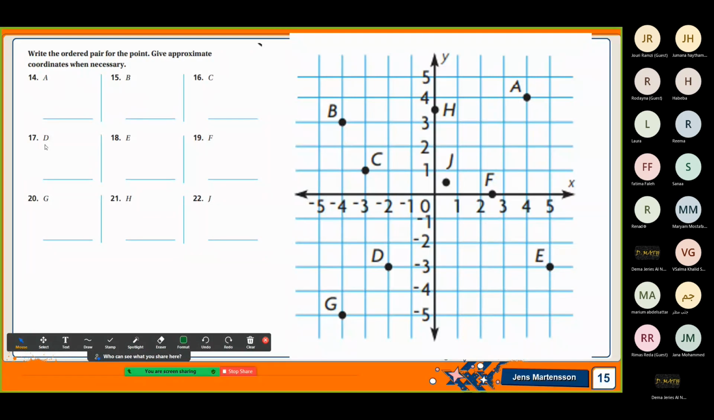Habiba. Yes, teacher. Let's start at point A. What is the ordered pair for point A? What do you have to do, Habiba? Make a line to here and to here. Where they are intersecting at A, what is the ordered pair? 4 and 4. Bravo.